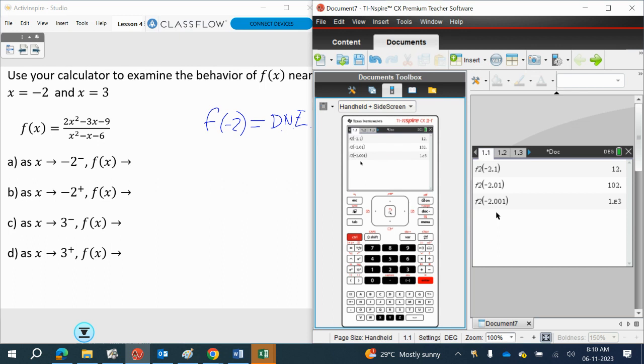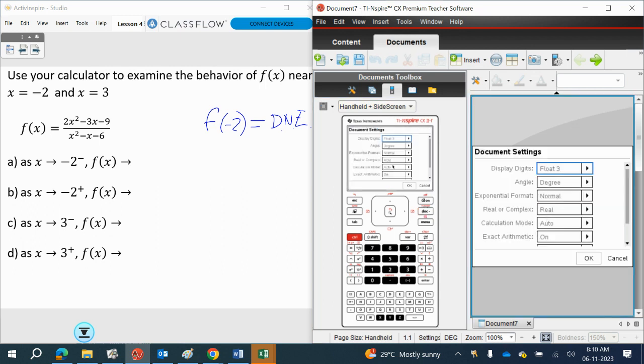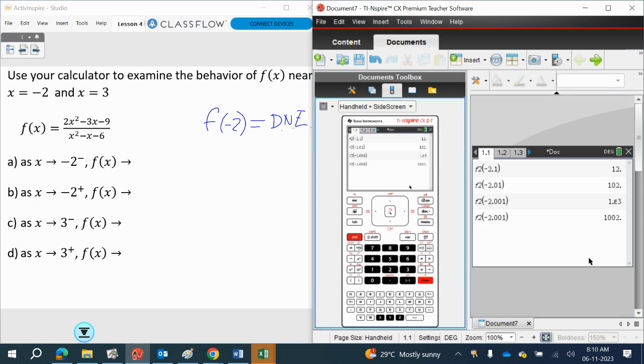What number is this? 1E3. That's 1,000, more or less, rounded to 3 significant figures. So it could be 1,002, and it would round to 1,000. If you don't want your calculator giving values like that, go into the document settings and change it out of float 3 into float. Press Enter. Yeah, it's 1,002. It's because it was rounding to 3 significant figures.